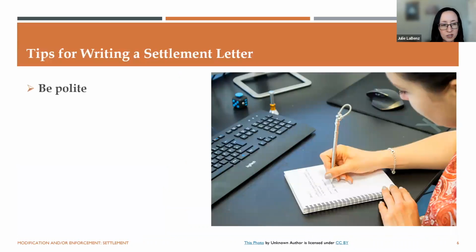Okay, let's look at some tips for writing a settlement letter. Number one, you're going to want to be polite. You're not going to necessarily get the other side to agree with you if you come in with a really insulting letter, or threatening or something like that. It doesn't mean that you can't make some demands and show that you're serious, but I wouldn't be insulting or do something that's going to maybe cause the other side to not even really read the letter.